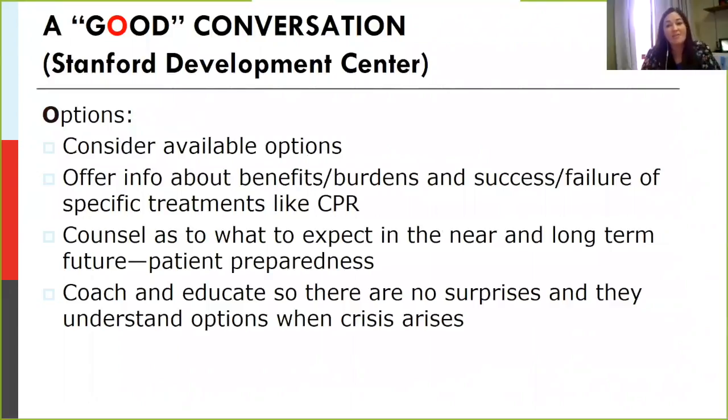Options, considering all the available options, offering specific information, and doing a lot of education related to benefits versus burdens, success versus failures of specific treatments, and really counseling on what to expect in both near and long-term future. And again, trying to be on the front end rather than reacting to things. And coaching and educating so there are no surprises, and that people understand what their options are when a crisis appears. I think some of the things that we see related to end-of-life care is that we're often waiting for that crisis before we're making referrals or having those conversations. And often when you're in the hospital, that's what you see. But I think when we have opportunities to be talking early, that's what we should be trying to do.